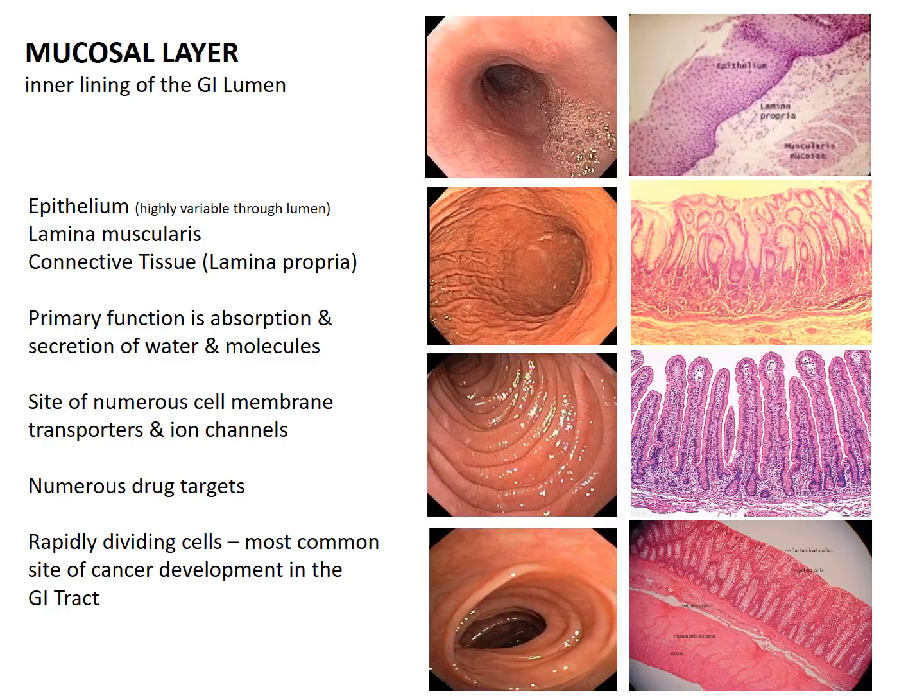Those cells are rapidly dividing. We are constantly turning over the epithelial cells of the mucosa in the same way that we're turning over the epithelial cells of the outer skin. It is those epithelial cells of the GI tract which are most prone to cancer, and we'll be looking at a number of different cancers of the GI tract as we move on.